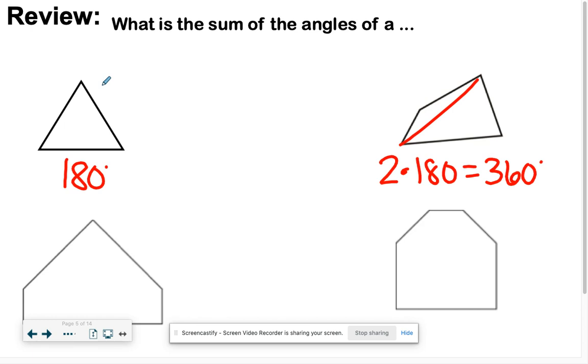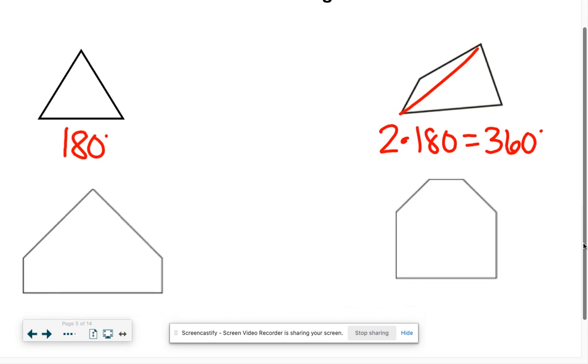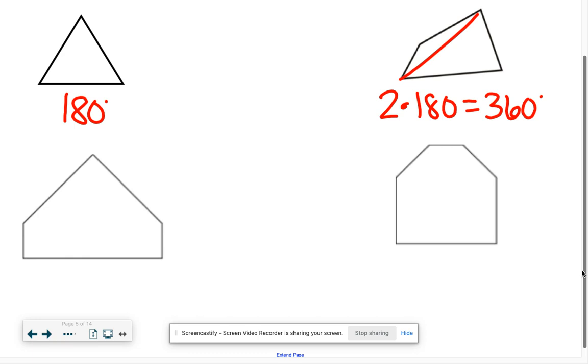And I would definitely probably at least just write down how many degrees are in each one, just because that will be helpful later on. Now if we move to a pentagon, so something that has 5 sides, we can split it into 3 triangles. So how many degrees would be in that shape? 540. 540.